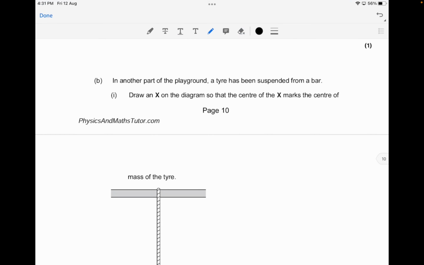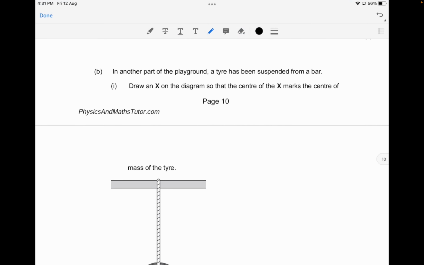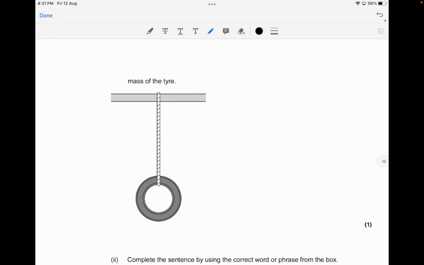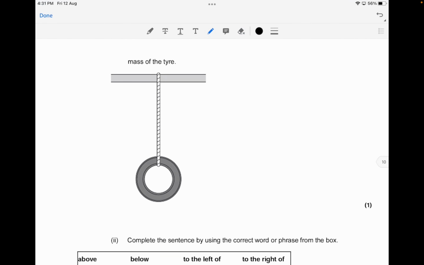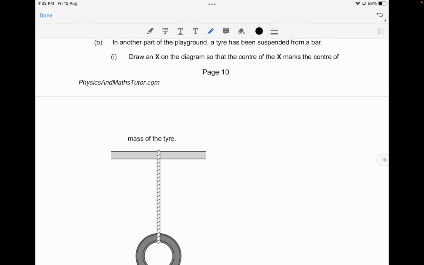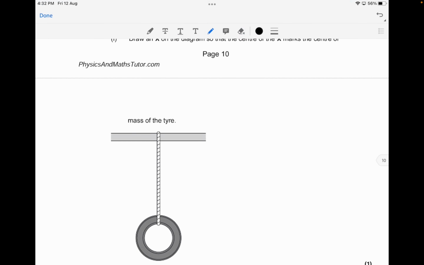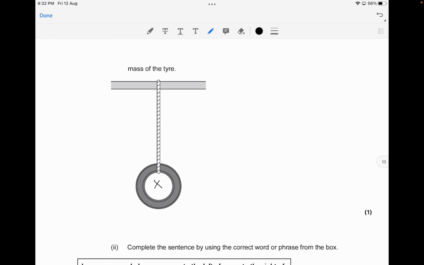Let's say in another part of the playground, a tire has been suspended from the bar. Draw an X on the diagram so that the center of the X marks the center of mass of the tire. So the X should be drawn somewhere between here, in the center of the space that's enclosed by the tire. That's where your center of mass is going to be.